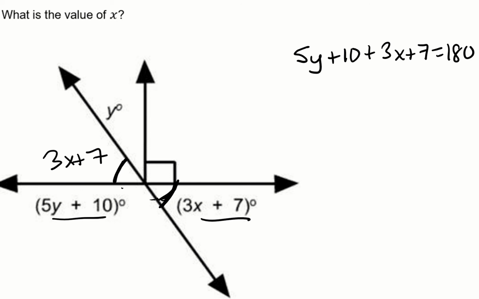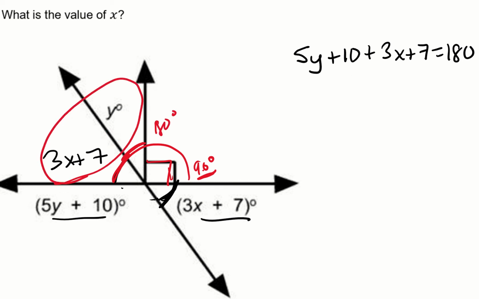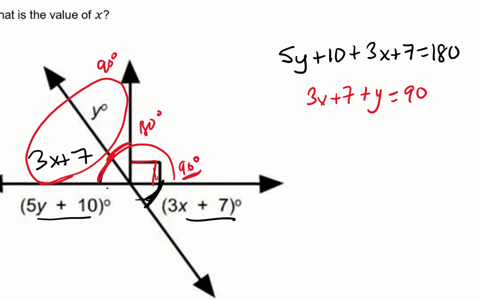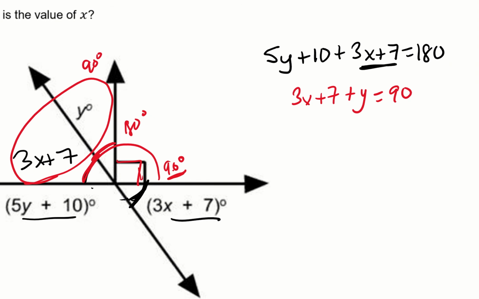And we also know that this angle and this angle have to add up to 90 degrees. The reason is that this is 90 degrees, and all of this has to add up to 180. But since this is already 90 degrees, then 90 plus 90 is 180. And so therefore this 3x plus 7 and y have to add up to a total of 90. So we have here 3x plus 7 plus y equals 90. Notice that these two things match. So we can do some kind of substitution here.